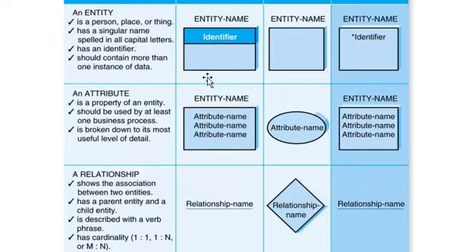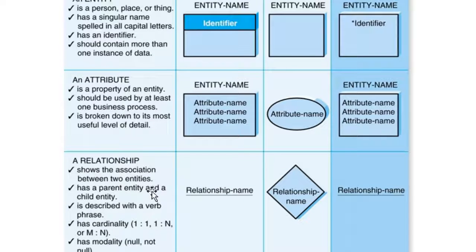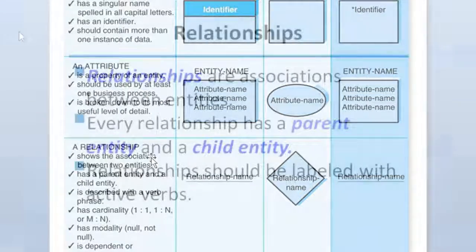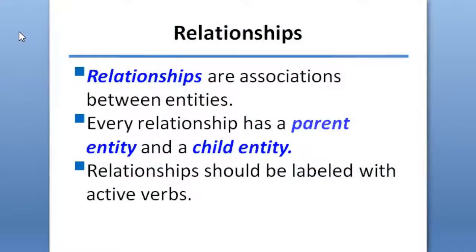Relationship: how these entities are related. If you have two entities, let's say a student and a teacher, how are they related? So these are relationships, and we will see what relationship deals with. Relationships are the association of entities.